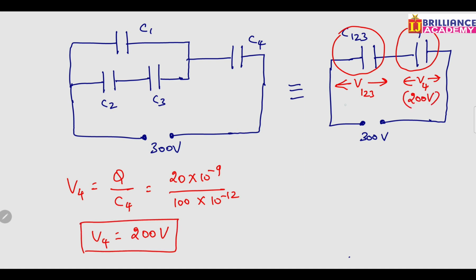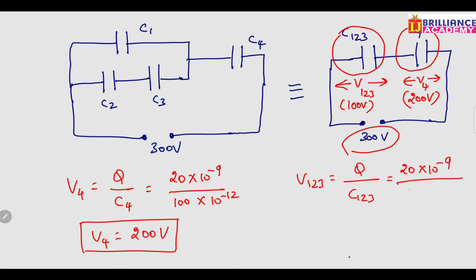So without even calculating, you can say V123. Can you guess what V123 will be? Yes, you are correct. It will be 100 volt, because the sum of the two potentials has to be 300, equal to the total. You can cross check: V123 is equal to again Q by C123. So Q is again 20 nano coulomb, and C123 is 200, so 200 into 10 power minus 12. So you are getting the same answer.